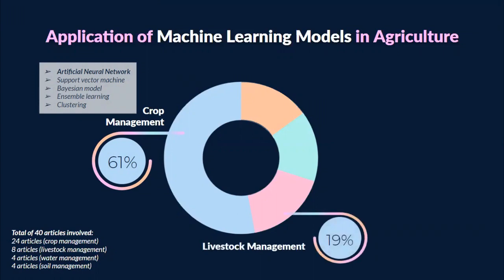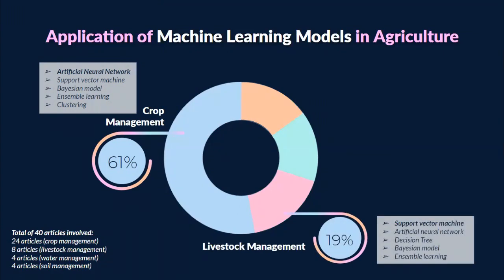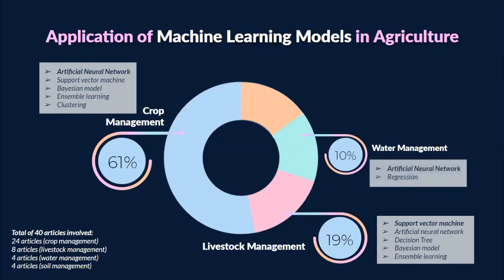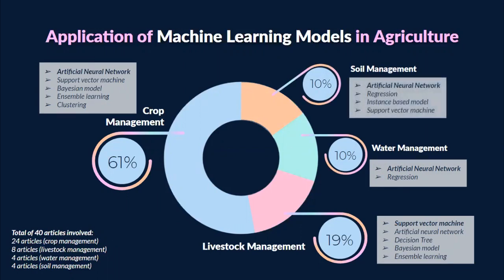In livestock management, we also get to know that a few machine learning models have been applied here, which are support vector machine as the main machine learning model, followed by artificial neural network, decision tree, Bayesian model, and also ensemble learning. In water management, two machine learning models have been applied, which are artificial neural network and regression. And last but not least, in soil management, there are also machine learning models applied, which are artificial neural network, regression, instance-based model, and also support vector machine.